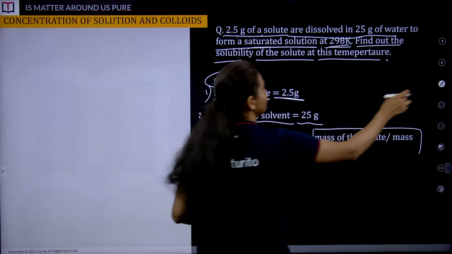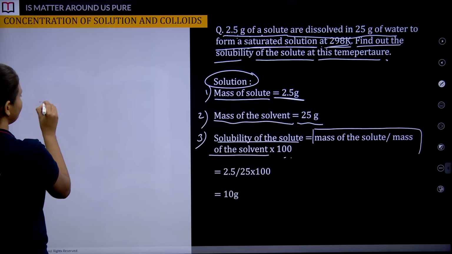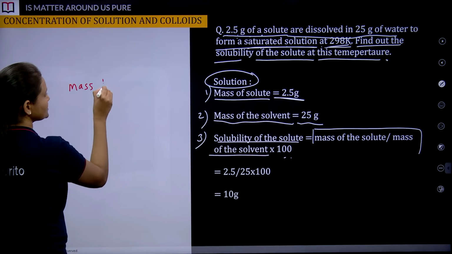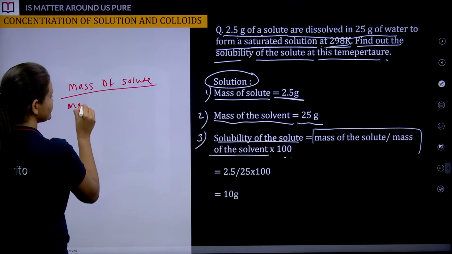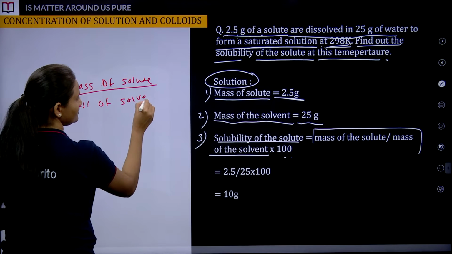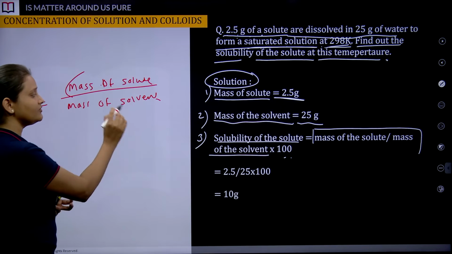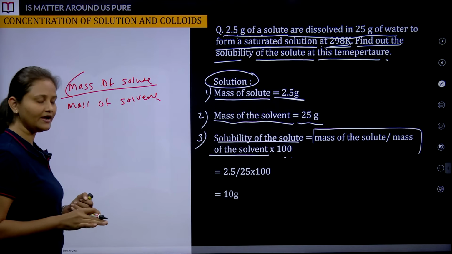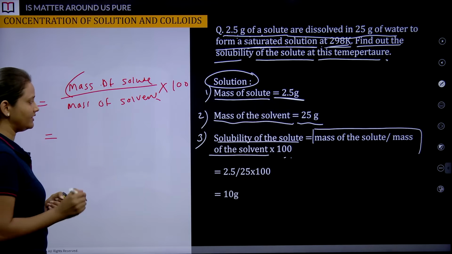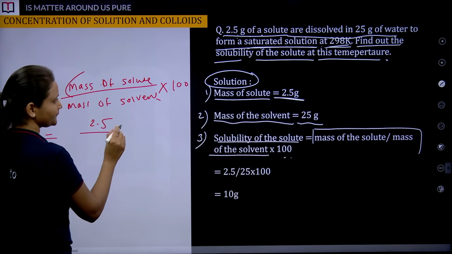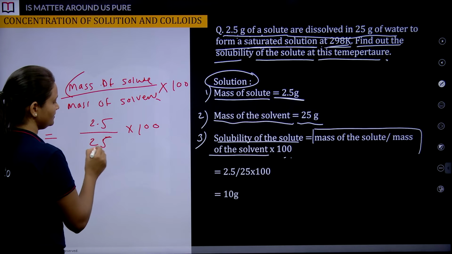I will write it here again. To find out the solubility of the solute, we are going to write the mass of the solute, divided by the mass of the solvent. How much of the solute is getting dissolved in that solvent is going to give you solubility. Simple, right? And they are asking solubility in percentage, so obviously we need to multiply with 100. So the mass of the solute is what? 2.5 divided by 25 into what? 100. So what are you going to do? Simple.